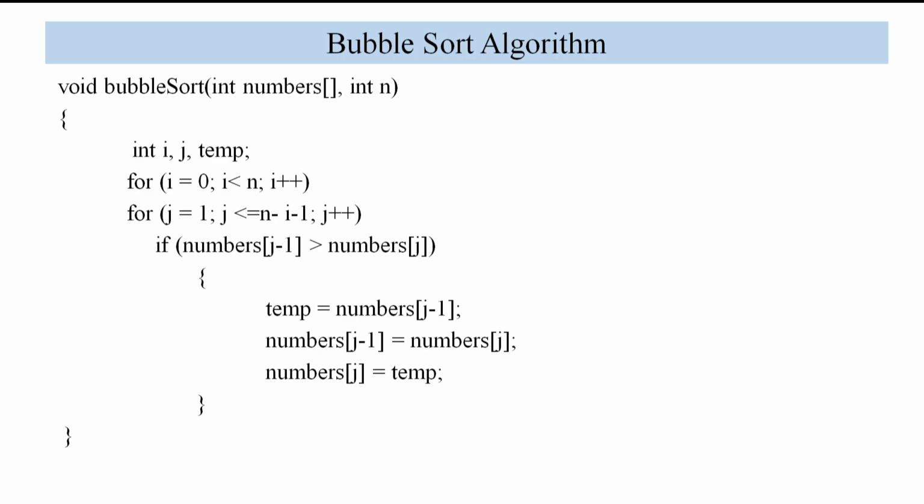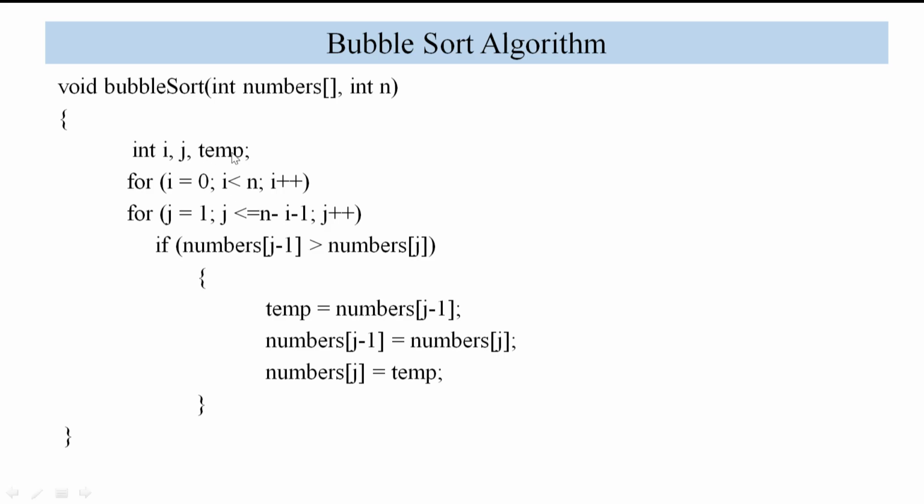There are two arguments passed in this function. One is the int numbers array. This is the array in which the list of unsorted elements is stored. And the second parameter is n, that is, how many elements, how many keys are there in the array. Thereafter we declare three variables: i, j and temp.